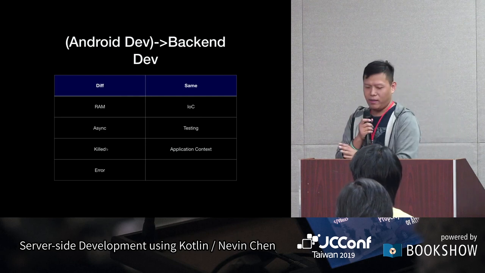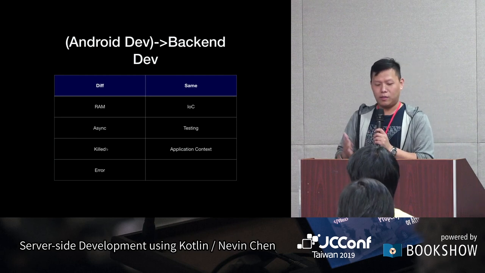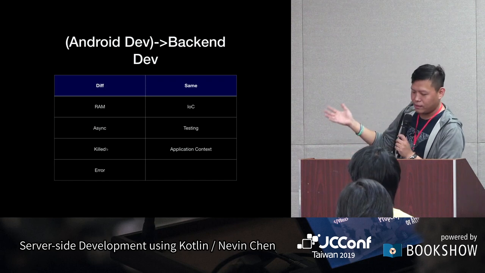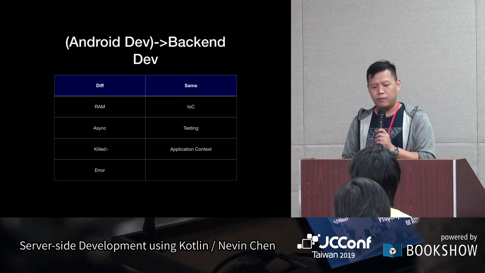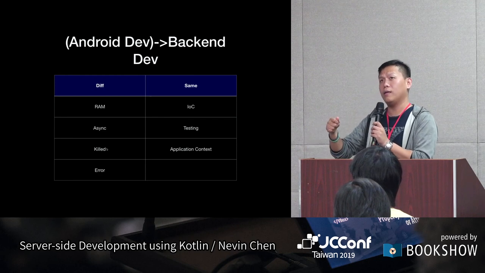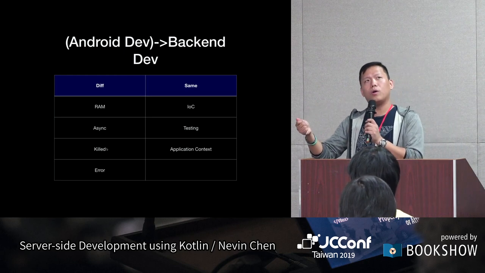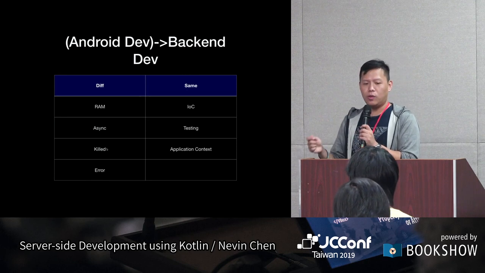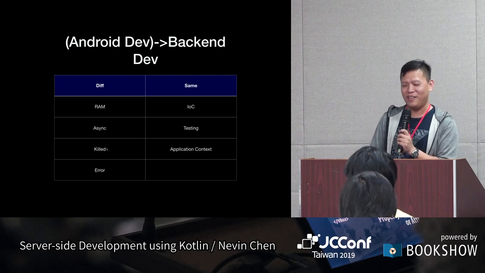But there's similar stuff, like IoC, which is almost the same. After I wrote something in Spring, I found myself understanding Dagger better. And testing is almost the same. When you write Android code, you want to avoid application context and Android dependencies as much as possible, right? But if you wrote Spring code, a lot of things are annotated, so you can just create the controller manually. In Android, you cannot create an activity manually, right?